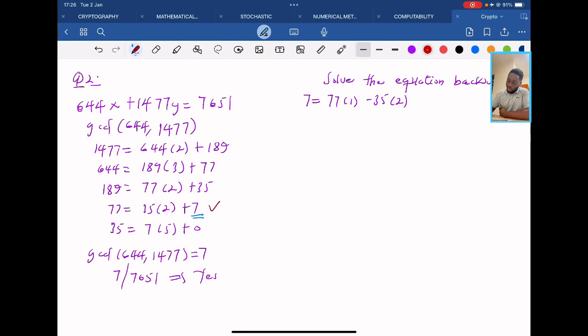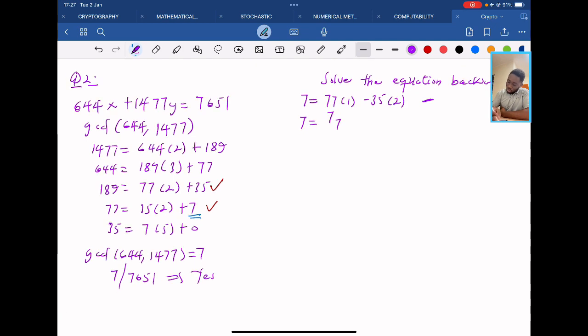So you've made 7 the subject over here. Now let's move on to the next remainder, which is 35. So make 35 the subject and plug it into this equation. So you're going to get 7 is equal to 77 times 1 minus, if you make 35 the subject, 189, which has 1, minus 77 multiplying 2. So 7 will be equal to 77, 1 over here, 2 times 2 is 4, so you have 5, minus 189 times 2.